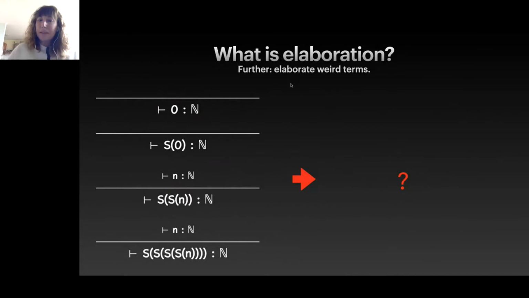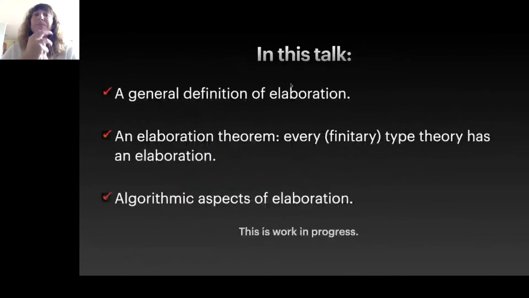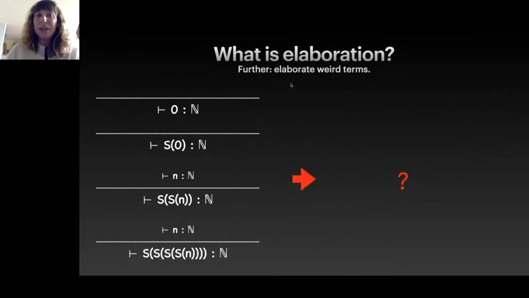So in this talk, what I plan to do is give you a general definition of elaboration. And with that, I want to give you an elaboration theorem saying that every finitary type theory has an elaboration. So we would want to know what to do with things like that.